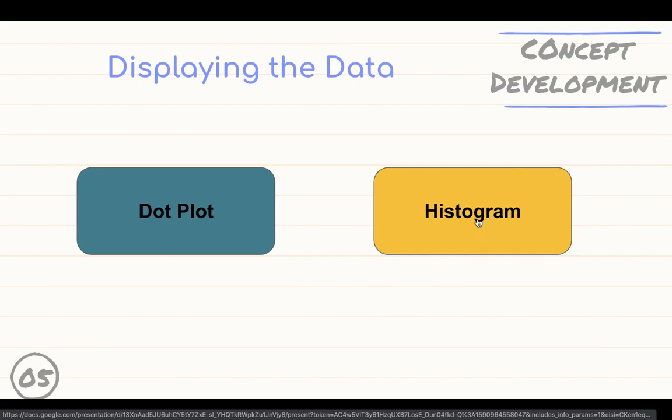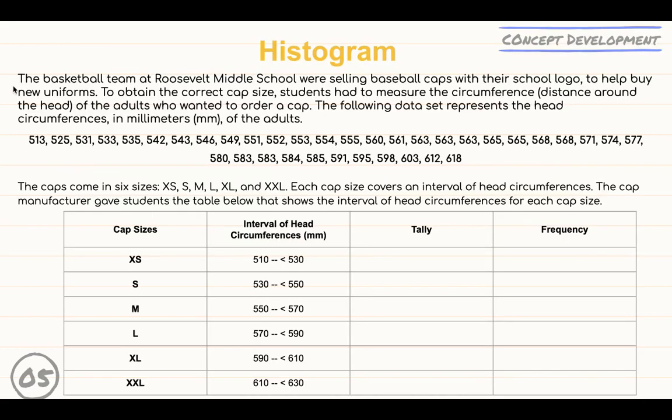So let's try a histogram. The basketball team at Roosevelt Middle School were selling baseball caps with their school logo to help buy new uniforms. To obtain the correct cap size, students had to measure the circumference, the distance around the head, of the adults who wanted to order a cap. The following data set represents the head circumferences in millimeters of the adults.